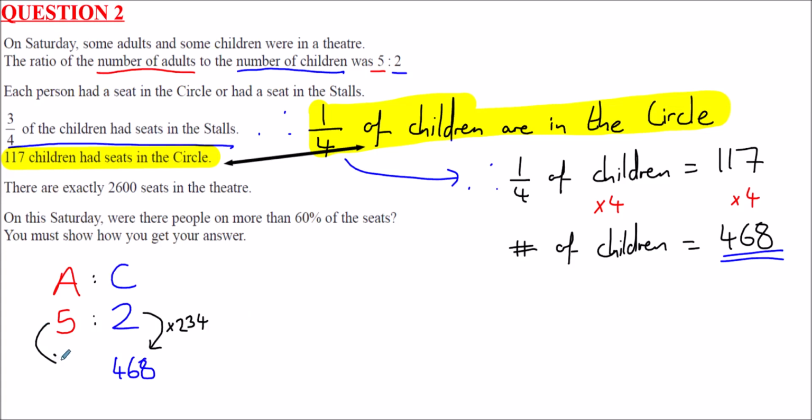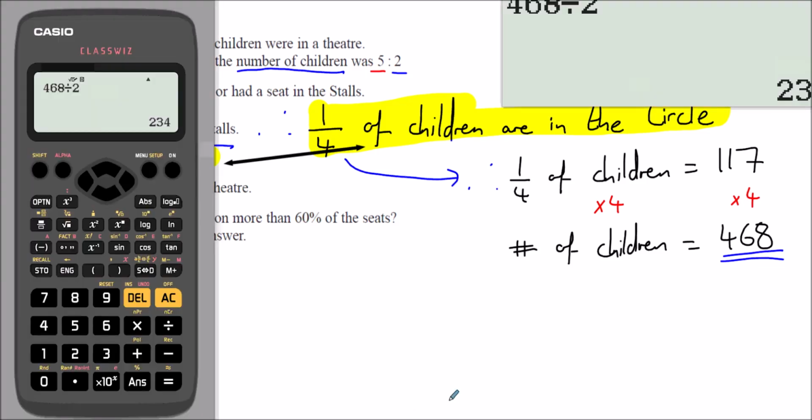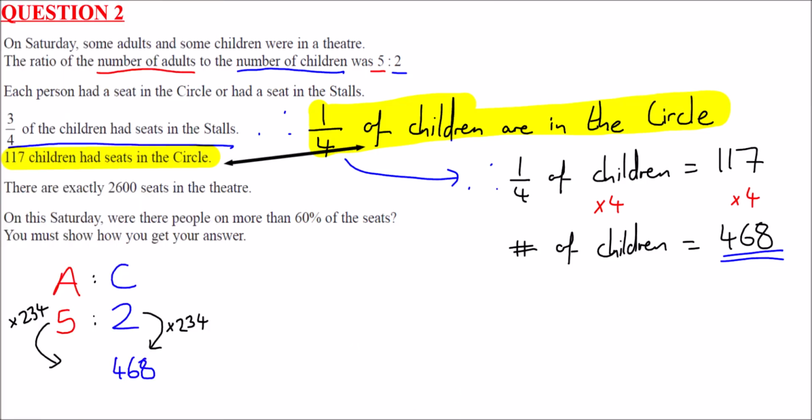We do that to the same adult number as well. So 5 times 234, what does that give us? Let's see. 1170. So there must have been 1,170 adults and 468 children.